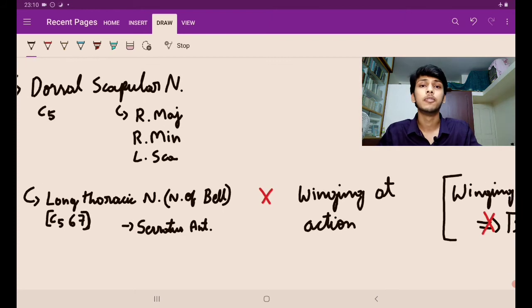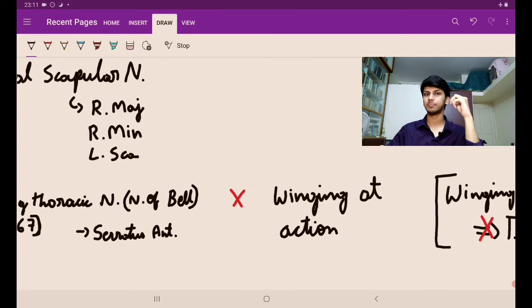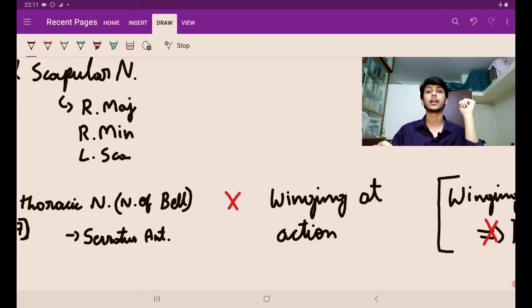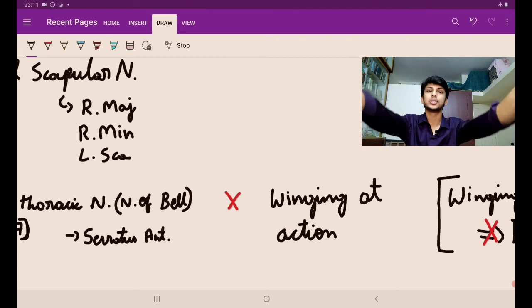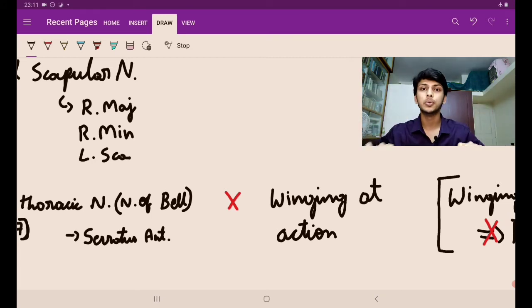It's also called nerve of Bell. So if that is damaged, there will be winging of scapula. Winging at rest? Not at all. It will be winging at action. When we ask the person to push the wall, if he comes to the clinic and you ask him to push the wall, then there is winging of scapula.